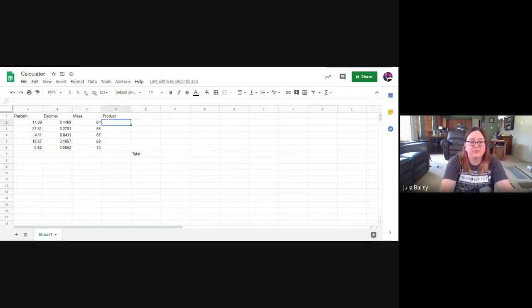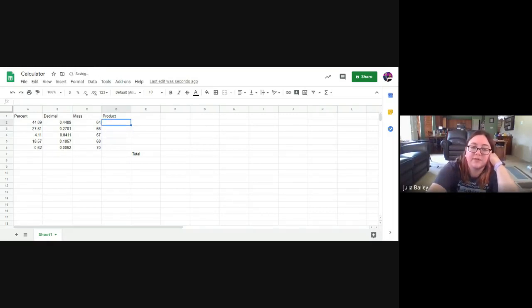And then similarly for the product, we know that we want this number times this number to go right here. Well, you could slowly type equals 0.489 times 64. You could type it like that, similarly to how you would type it in a real handheld TI-84 Plus or whatever, and you would get your answer. But then you'd have to type it exactly like that again for this one, and that takes a while.